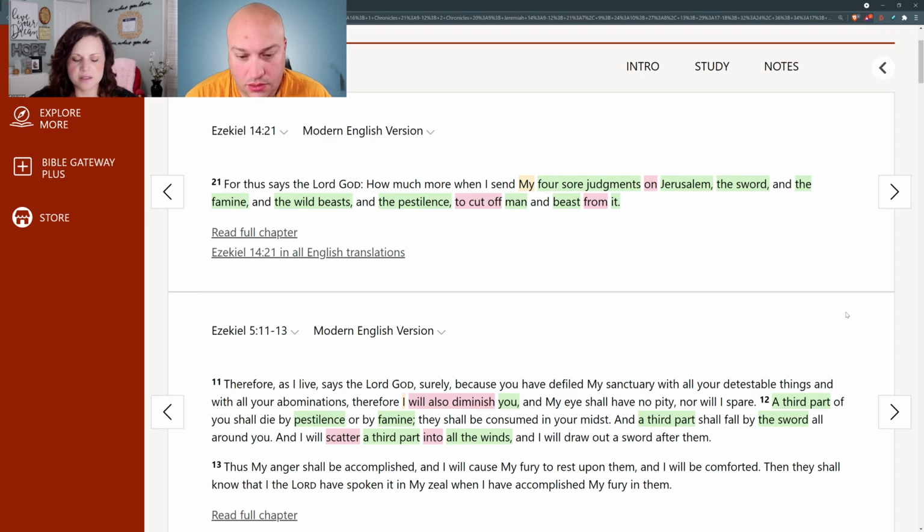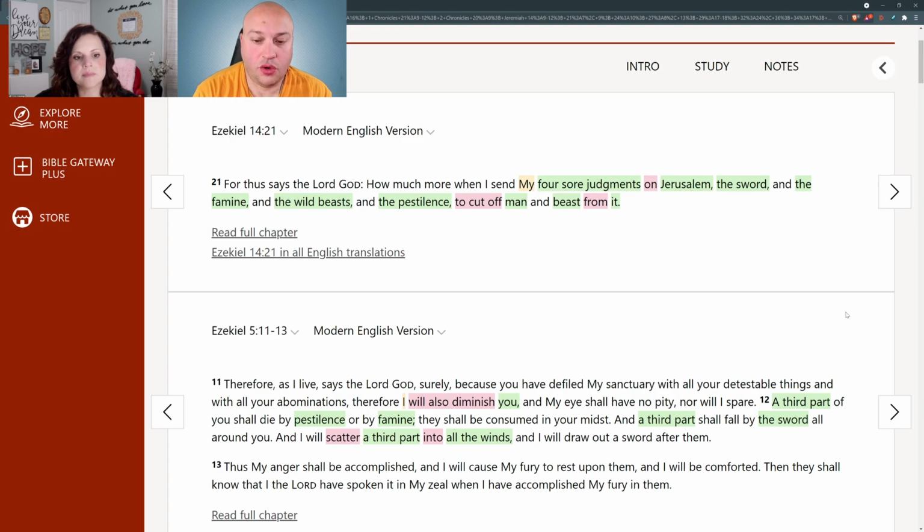Therefore, as I live, says the Lord God, surely because you have defiled my sanctuary with all your detestable things and with all your abominations, therefore I will also diminish you, and my eye shall have no pity, nor will I spare. A third part of you shall die by pestilence or by famine. They shall be consumed in your midst, and a third part shall fall by the sword all around you, and I will scatter a third part into all the winds, and I will draw out a sword after them. Thus my anger shall be accomplished, and I will cause my fury to rest upon them, and I will be comforted.